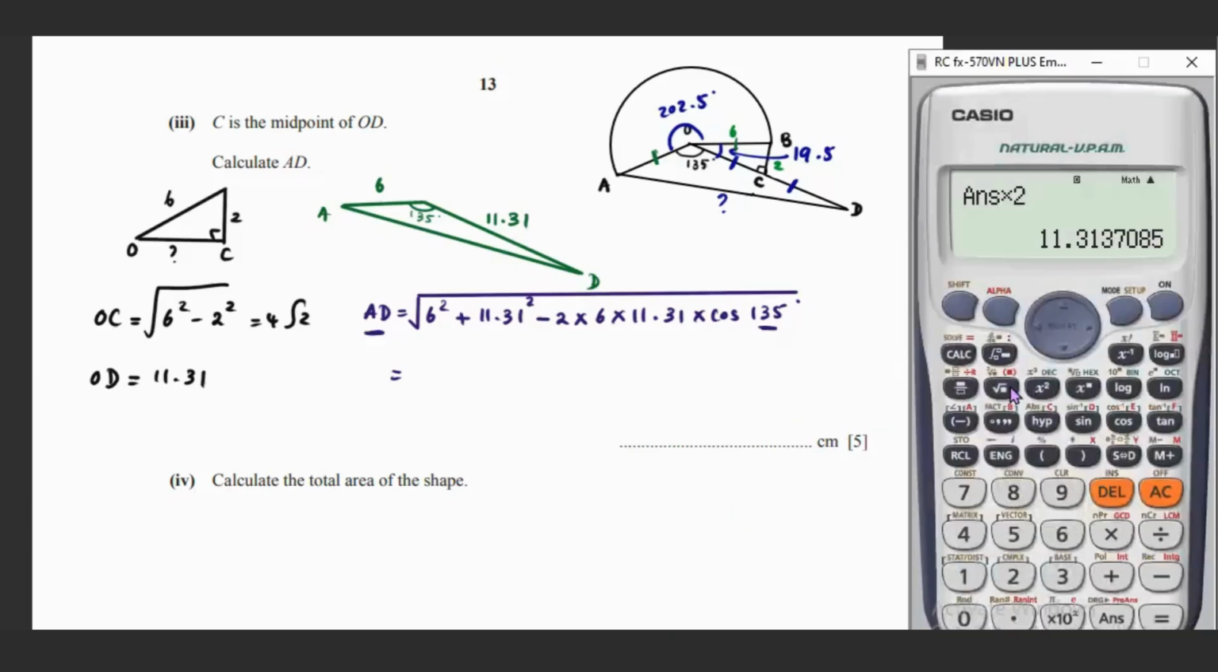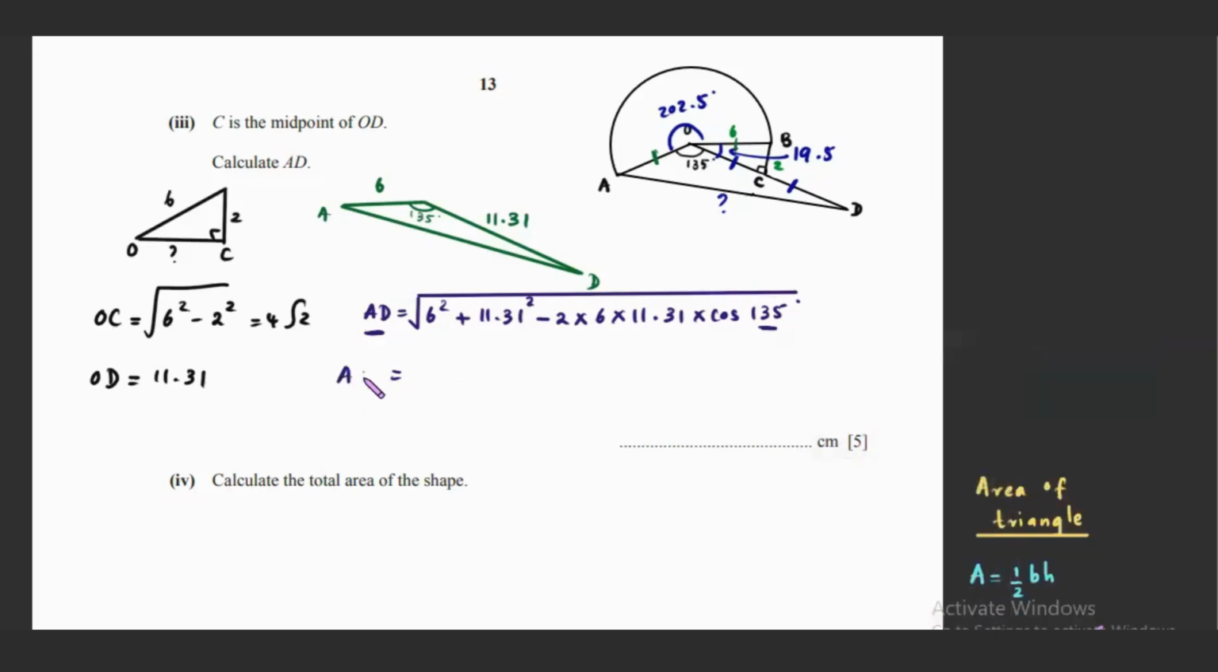So square root 6 squared plus 11.31 squared minus 2 times 6 times 11.31 times cos 135. So when we do that, we get 16.12 as the value for AD. So AD is equal to 16.12 centimeters. Let's move on to the next part.